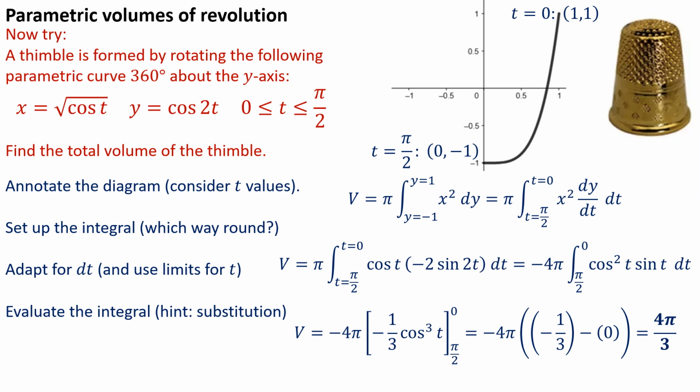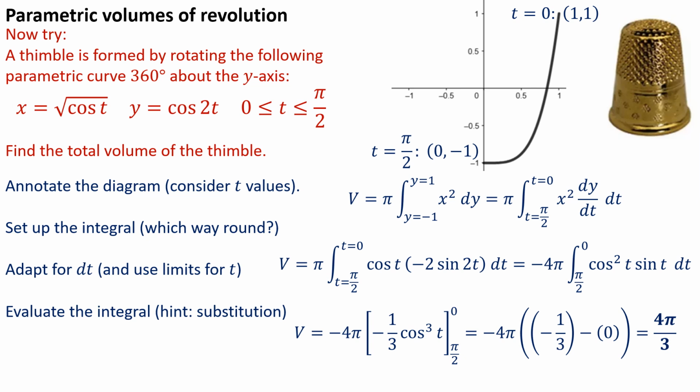The last thing is to sub in your limits, and you end up with an answer. And if you can, check that your answer makes sense. When I first did this question, I think my answer was off by a factor of 2, because I forgot that sine 2t gives me 2 lots of sine t cos t, or something daft like that.